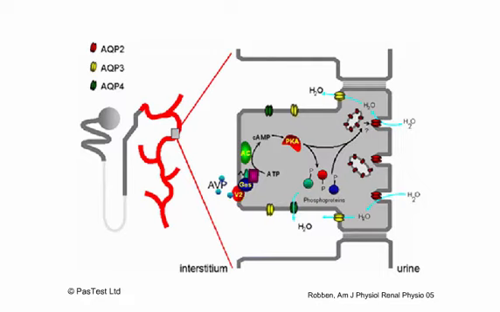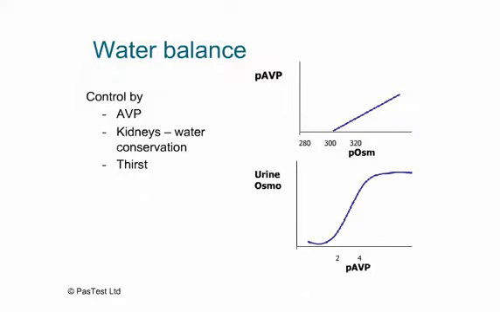Water balance is controlled by arginine vasopressin, which acts on the kidneys, but also by thirst, regulated in the hypothalamus. There is a linear relationship between plasma AVP and plasma osmolality. However, between urine osmolality and plasma AVP, the relationship is not always linear and plateaus off at a certain concentration of AVP.